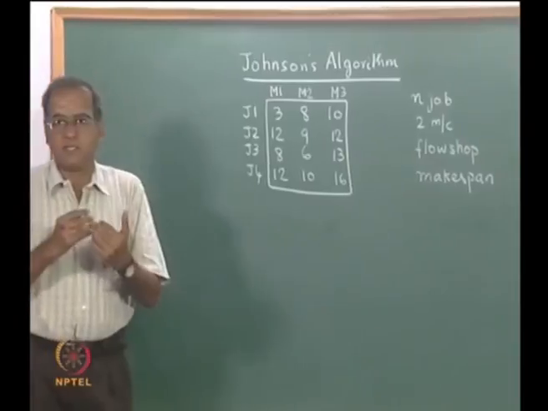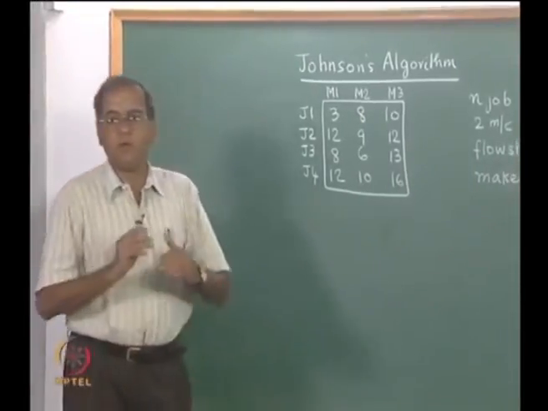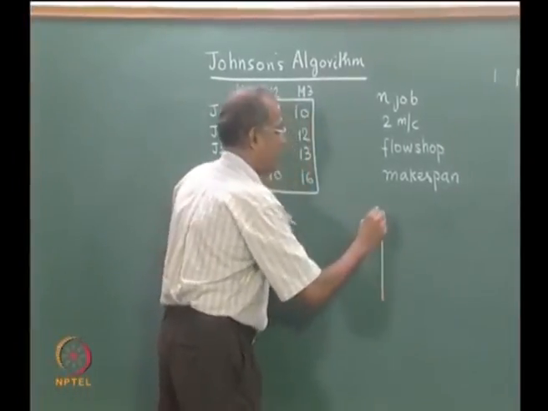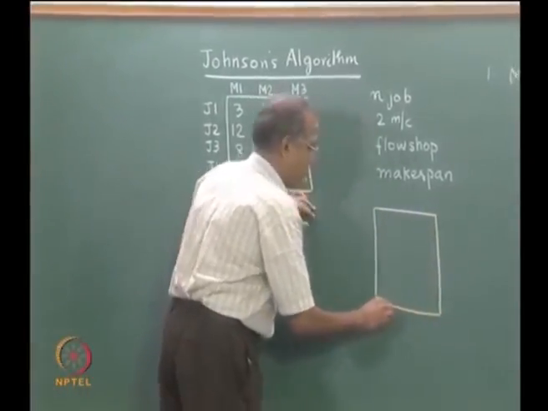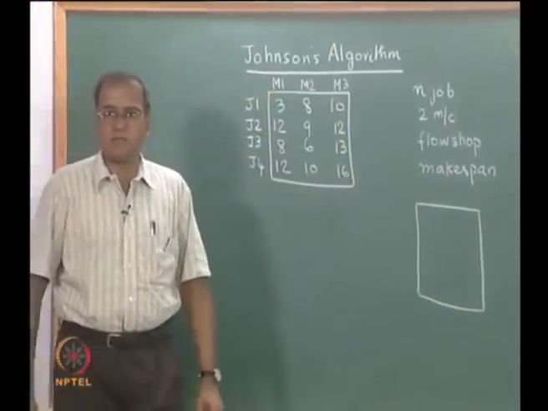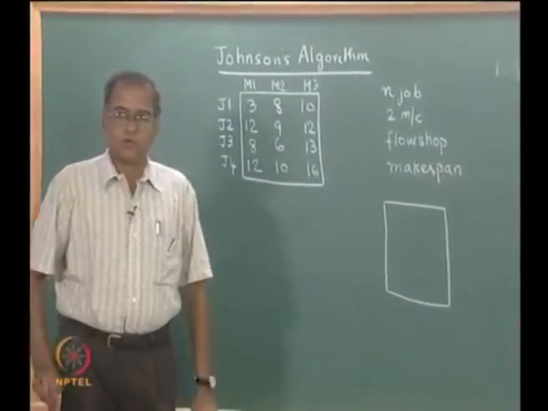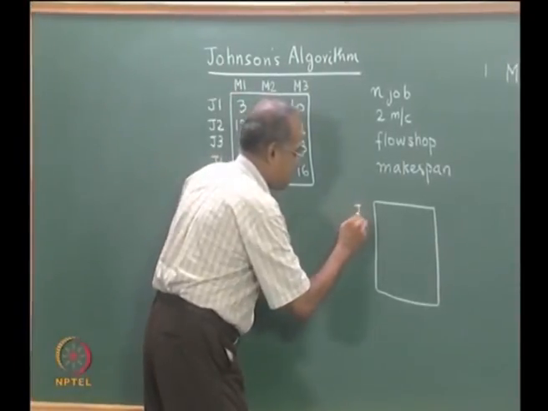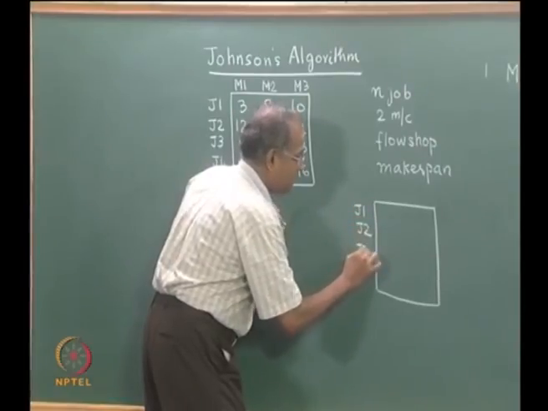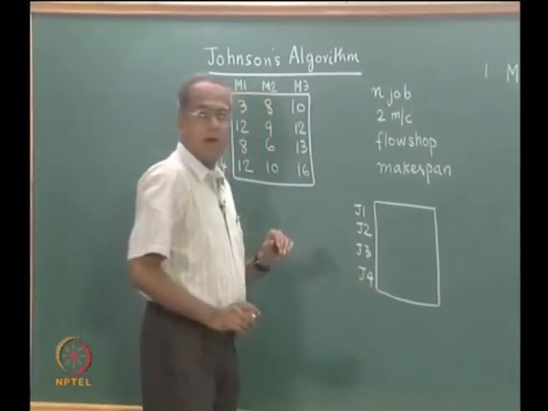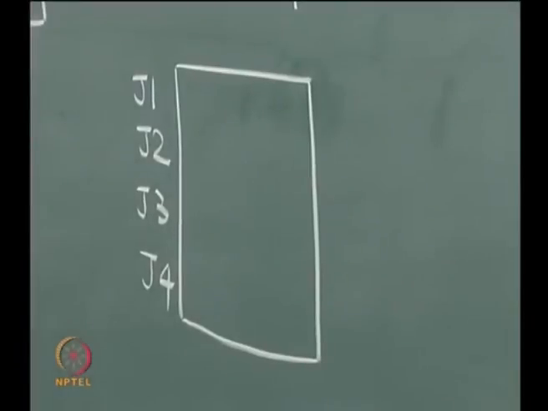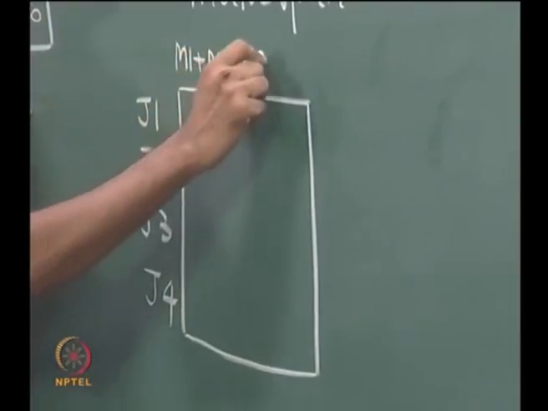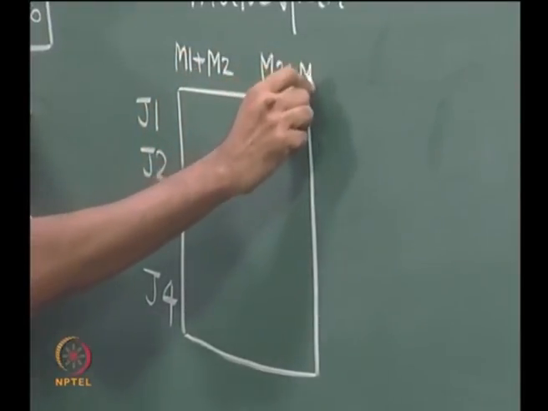So when the Johnson condition holds for this problem, how do we get the optimum solution? What we do here is we create an equivalent 2 machine problem, because the basic Johnson's algorithm works for 2 machines. So we create an equivalent 2 machine problem with the 4 jobs J1, J2, J3 and J4 on 2 equivalent machines, and these 2 equivalent machines are called M1 plus M2 and M2 plus M3.